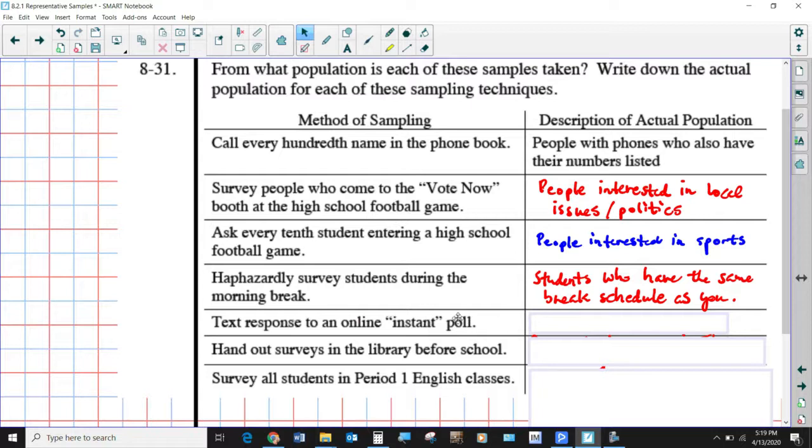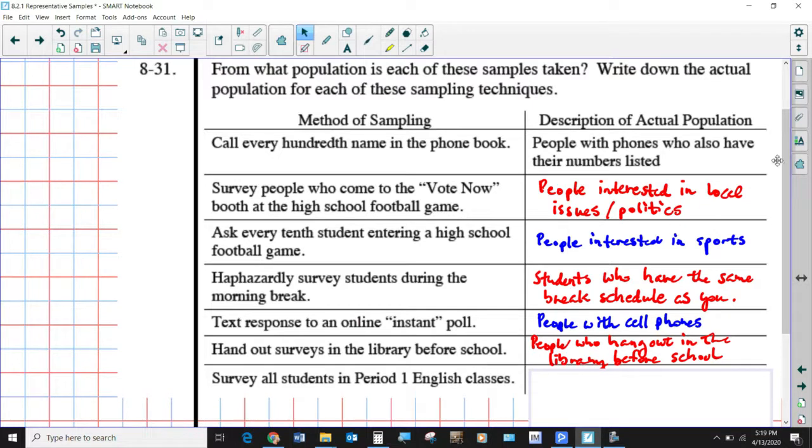Text response to an online instant poll. Well, okay. When that's voluntary, some people aren't going to respond, but then at the same time, you're excluding anyone who doesn't have a cell phone. So the people that would be the actual population here would be people with cell phones. Hand out surveys in the library before school. Well, how many people do you know that hang out in the library before school? So this is only going to get those people.